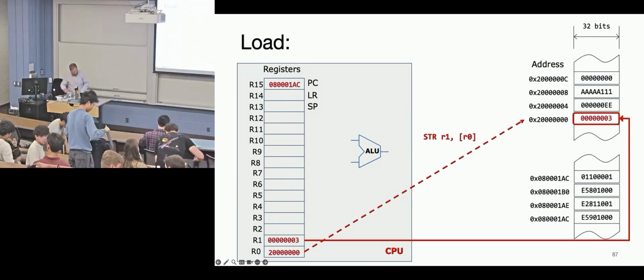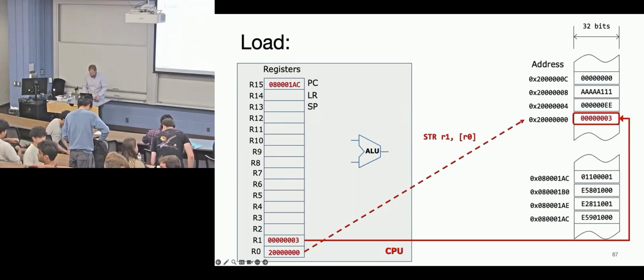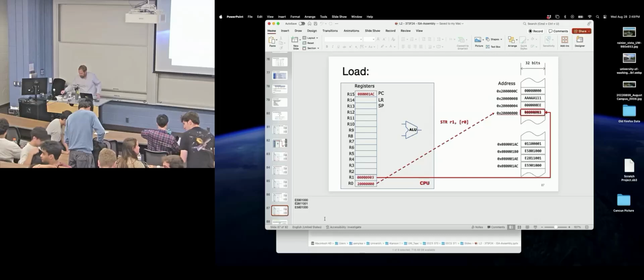It's two bytes is 16 bits? 2 bytes is 16 bits.